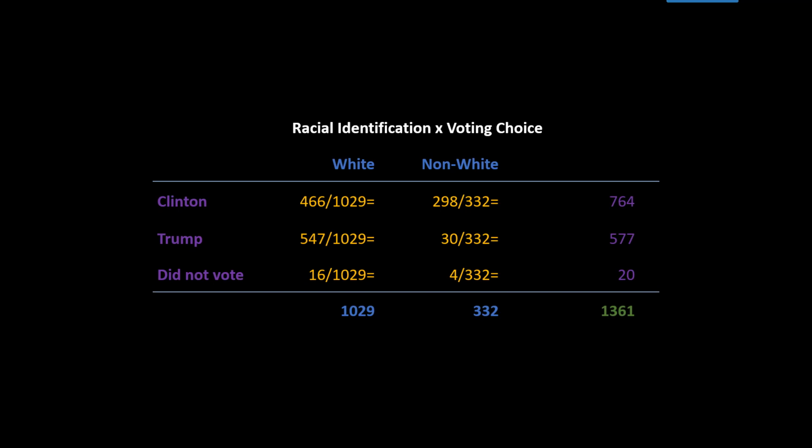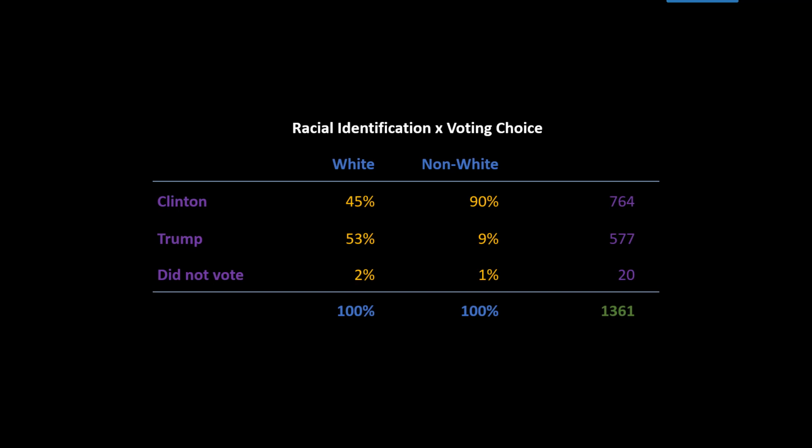Let's do that over here. Remember, we're trying to see whether our independent variable, race, helps us predict voting behavior, our dependent variable. So we place the independent variable in the column position and percentage down, as you can see here. We want the percentage of whites who went for Clinton, the percentage who went for Trump, etc. Here are the results of these calculations.